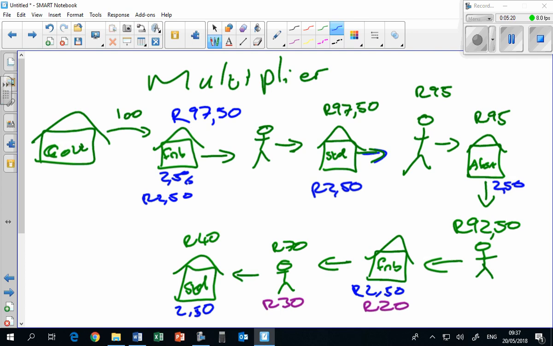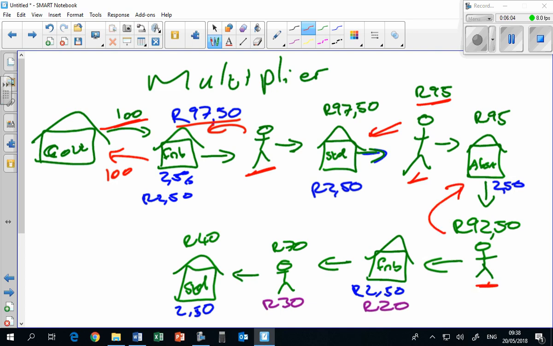Okay, so this is the money multiplier process. Why? Because, how does this work? The government deposited 100 Rand with FNB. So FNB owes the government 100 Rand. They loaned out money to the first guy over here who did something with it, and it wound its way back into Standard Bank. So this guy owes 97.50 Rand to FNB. This guy owes 95 Rand to Standard Bank. This guy owes 92.50 Rand. This guy owes 70 Rand.